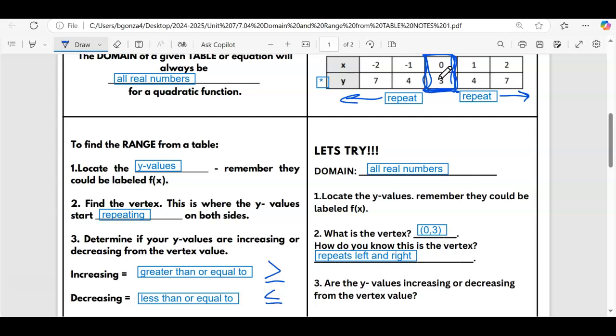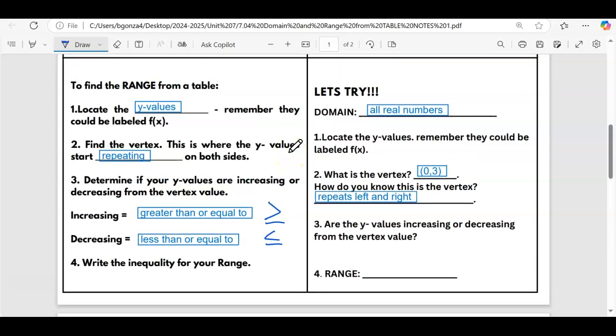Does everyone know 3, 4, 7 is increasing? So increasing means greater than. So for the bottom, my final answer, what would my range be? Well, if it's increasing, right? Let's go ahead and put that for number 3 here. I see it increasing. That means I have to use a greater than or equal to sign. I'm going to put y for my range greater than or equal to my vertex y value, which is 3.